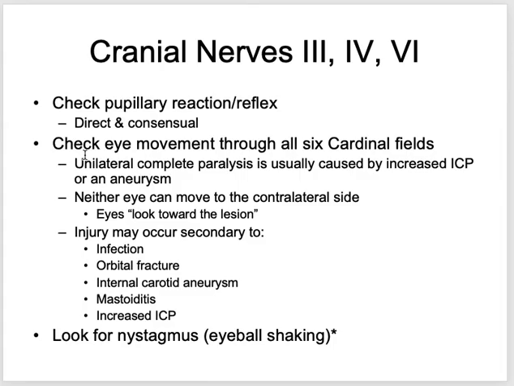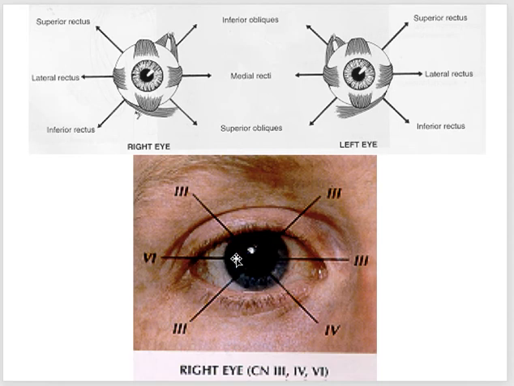Of course, these slides are showing which muscles are supplied by which cranial nerve. Lateral rectus is supplied by the sixth nerve, LR6, and superior oblique is supplied by the fourth cranial nerve, and all the rest are supplied by the third cranial nerve. So we check the eye movements. We check extraocular movements simply in an H-shaped manner.